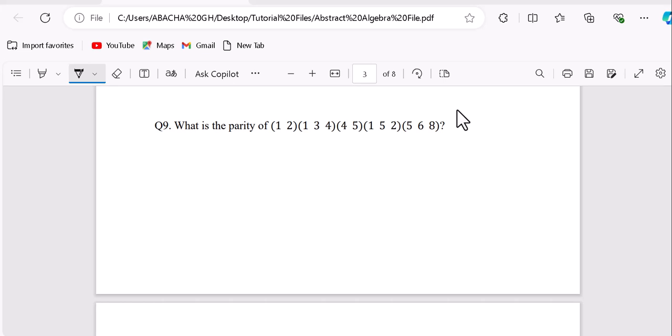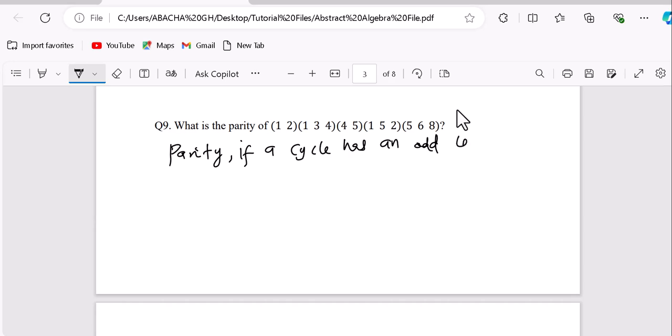And so working for the parity is simple. If a cycle has an odd length, so for parity, we say that if a cycle has an odd length, so let's say parity, let me just write it in simple terms.